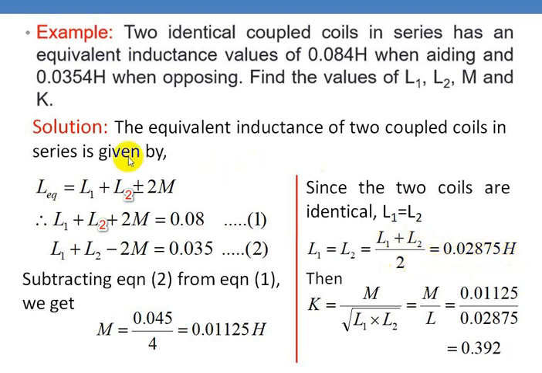Then to find the coefficient of coupling, we know that M is equal to K into under root of L1 into L2. So from this equation we get K is equal to M by under root of L1 into L2. Under root of L1 into L2, I'm just going to call it L, which will be equal to this value. So M by L will be equal to 0.392. It doesn't have any unit. This is how you should solve this problem.